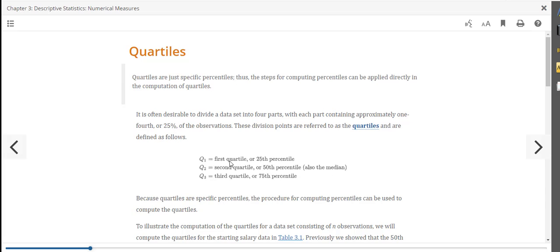So let me say this again. The first quartile score is the 25th percentile. The second quartile score is the 50th percentile, which is also the median. The third quartile score is the 75th percentile score.